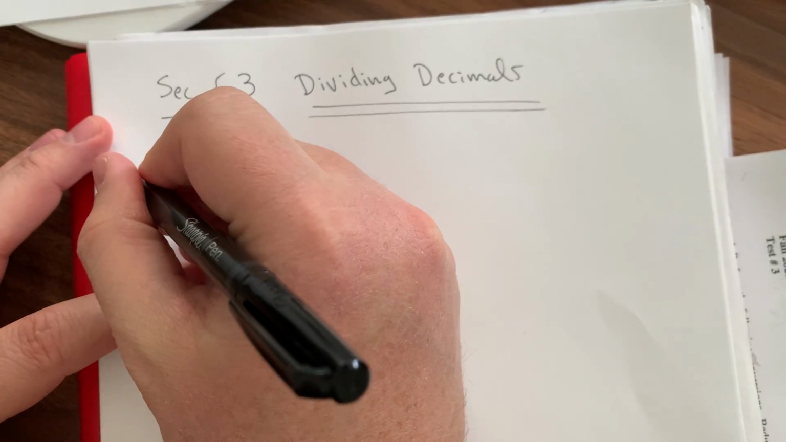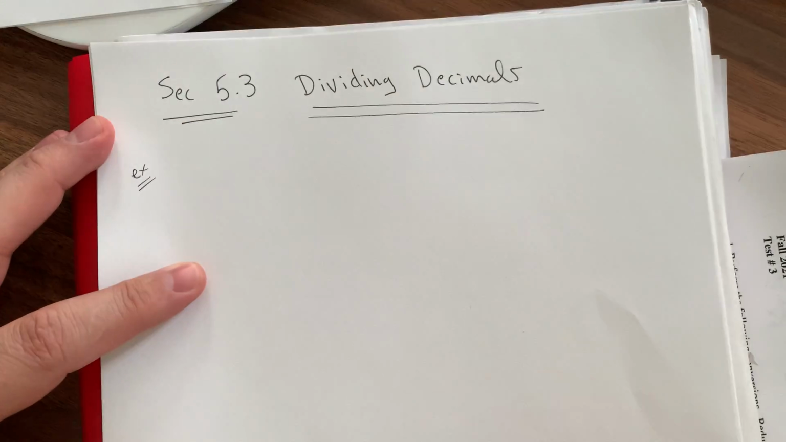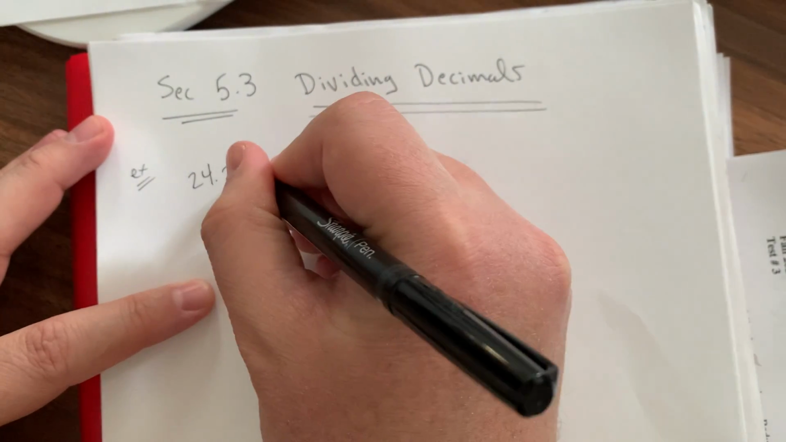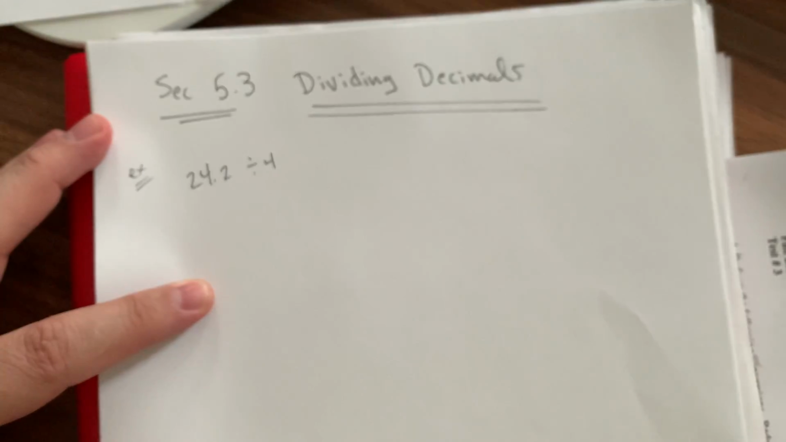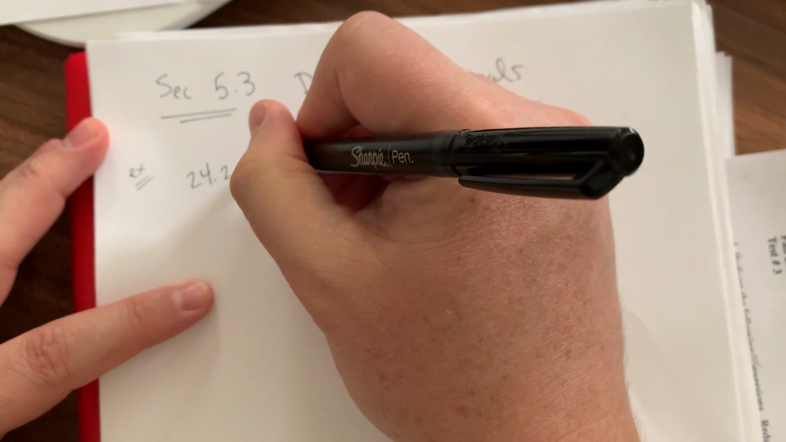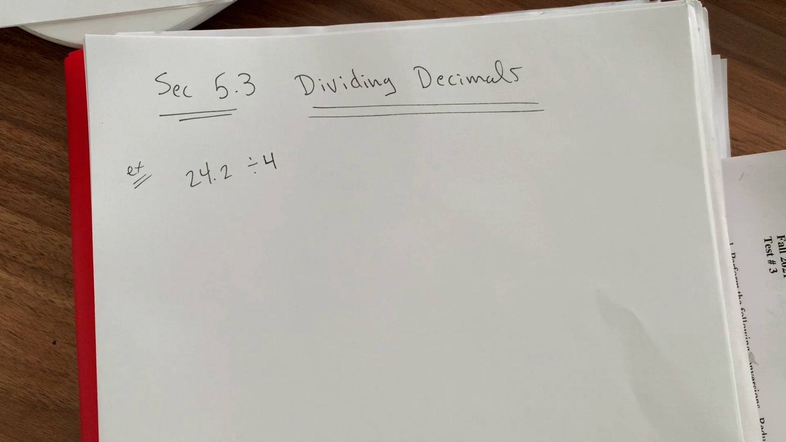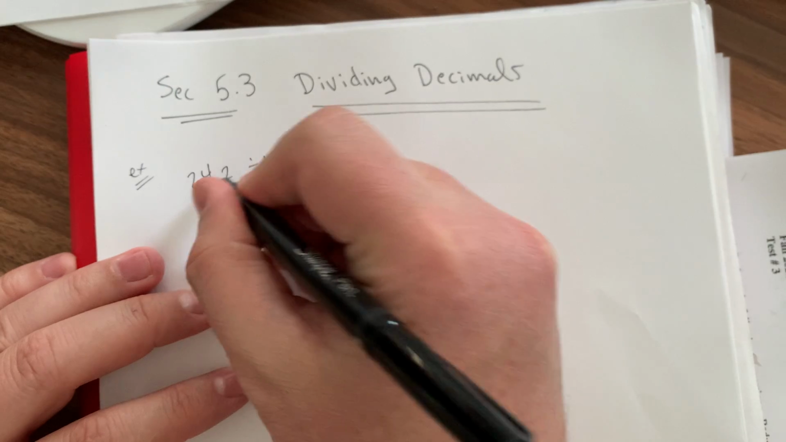Let's just start with an example. Let's do 24.2 divided by 4. And so this is a decimal divided by a whole number. We'll do a little bit of a mixture of things. So first off, let's start with having a decimal number and dividing it just by a whole number. So we're just going to set this up as long division.